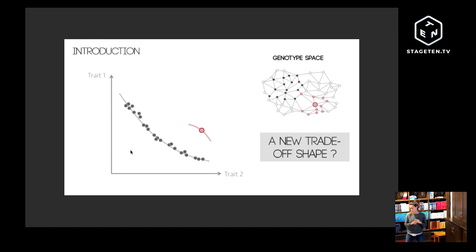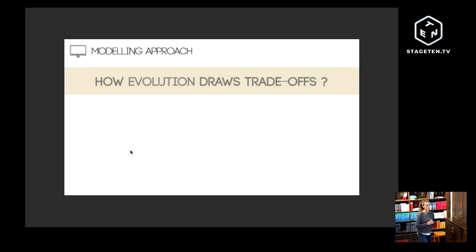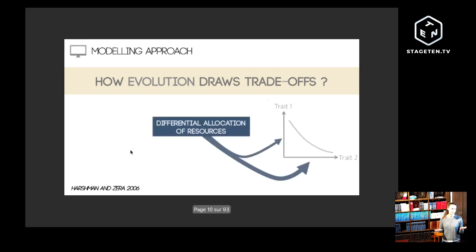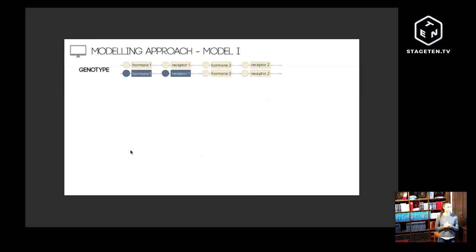So during my PhD thesis, I tried to address this question in two different ways, by a modeling approach and an experimental evolution in Drosophila melanogaster. In the first place, I will talk about my modeling work. As I was saying, many trade-offs arise from the differential allocation of resources, but this differential allocation of resources is regulated by an endocrine mechanism, which implies hormones and receptors in multicellular organisms. So we chose to use all of these ingredients to build an evolutionary model to study the evolution of trade-off shape and things like that.